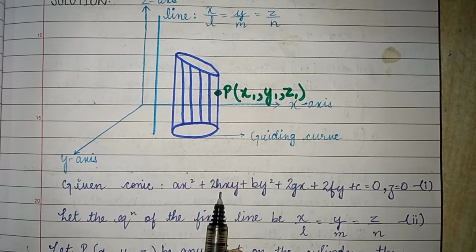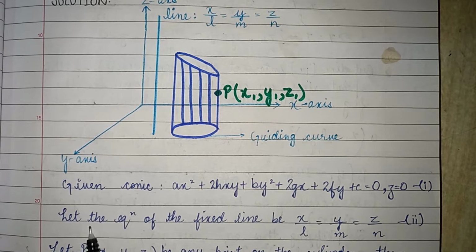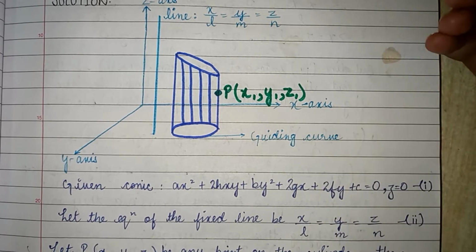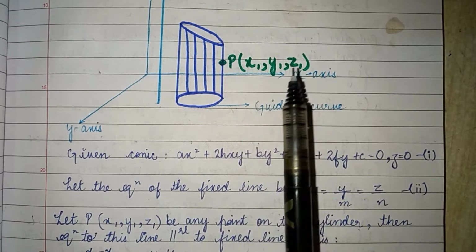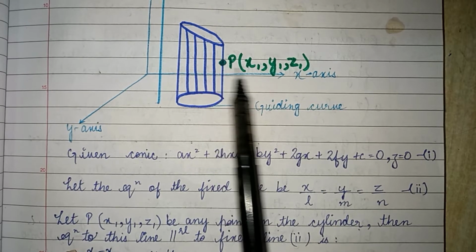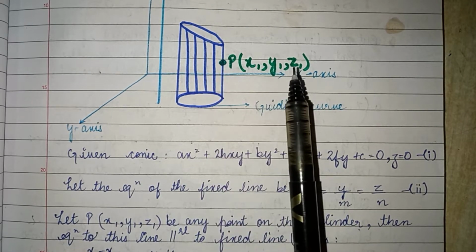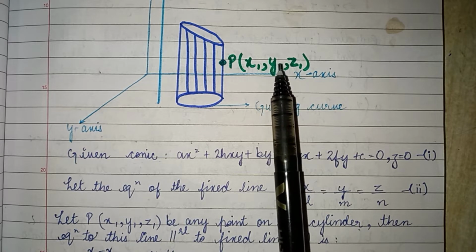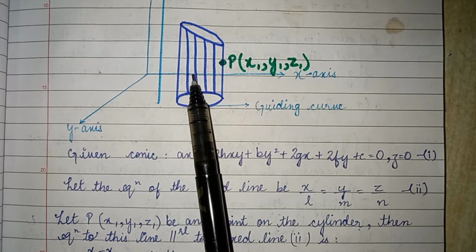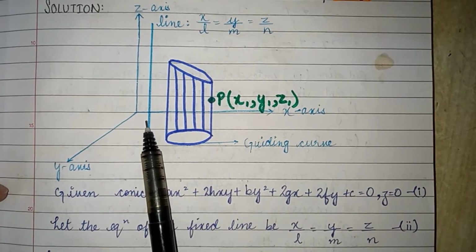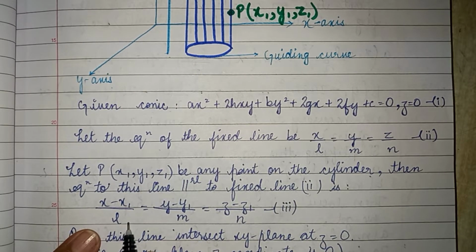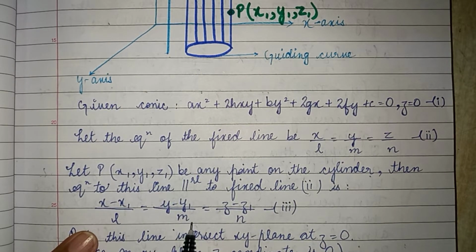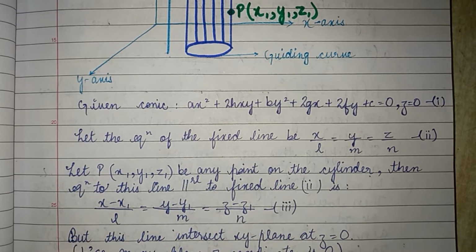Now since the conic is given, we can see that the fixed straight line equation is also given. So now we will take a point P (x1, y1, z1) on the cylinder. Then the equation of the line parallel to this fixed line will be x minus x1 upon l is equal to y minus y1 upon m is equal to z minus z1 upon n, and we will denote this as the third equation.